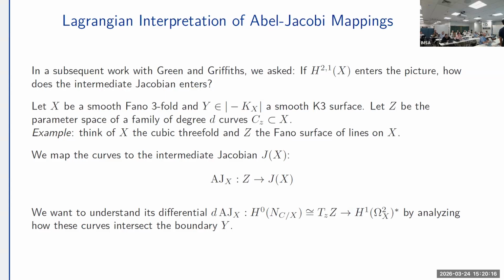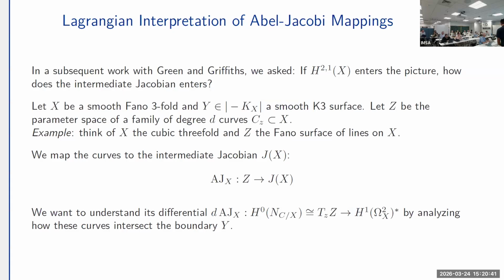So let us consider X to be a smooth Fano threefold and Y a smooth K3. We can consider the parameter space of curves of some degree. Let's call it Z and fix a degree. The main example I will have in mind, or you can have in mind, is X the cubic threefold and Z the Fano surface of lines.